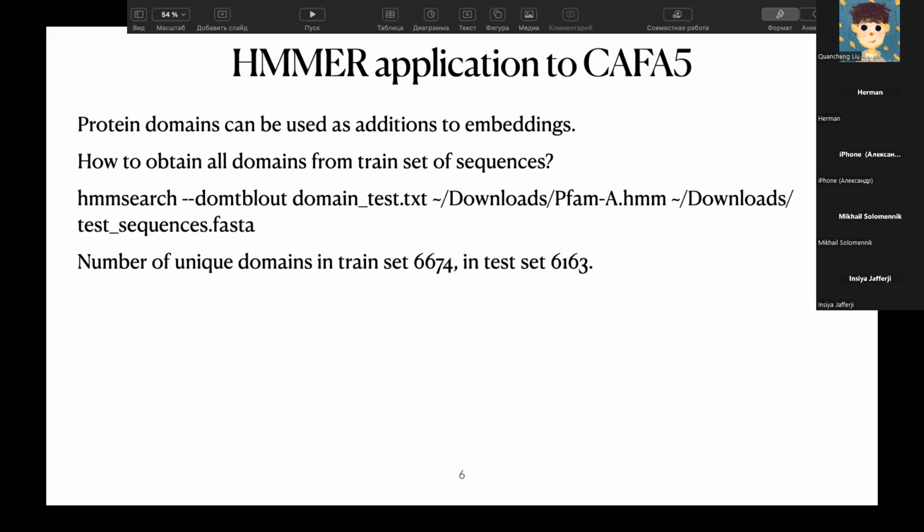To obtain the domains from the train and test sets of sequences, I used the command hmmsearch, and I used the profile database Pfam-A. You can find it on the internet and download it for your tasks. After that, I got a set of domains, but many of them belong to families. So I decided to filter them to only the domains found in the Pfam database, and there are only 6,000 unique domains in both sets of sequences.